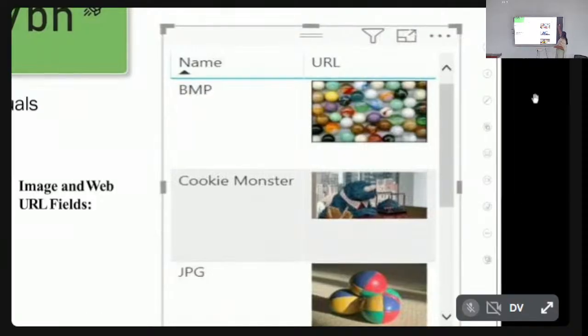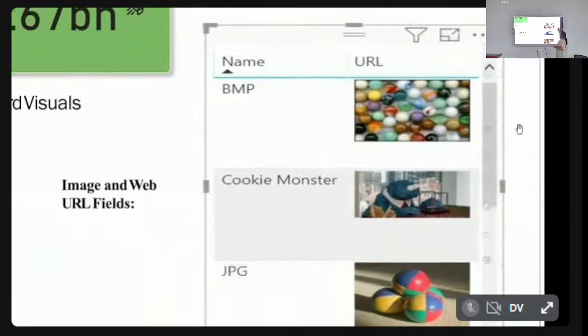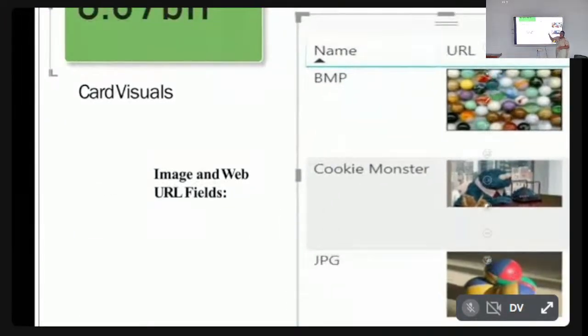Put an example. Don't draw all these things. Write card visuals, write an example: card visuals showing gold trends. Next, image and web URL. What are the different images you are having? JPG image, bitmap image, or cookies. All these come under similar images.